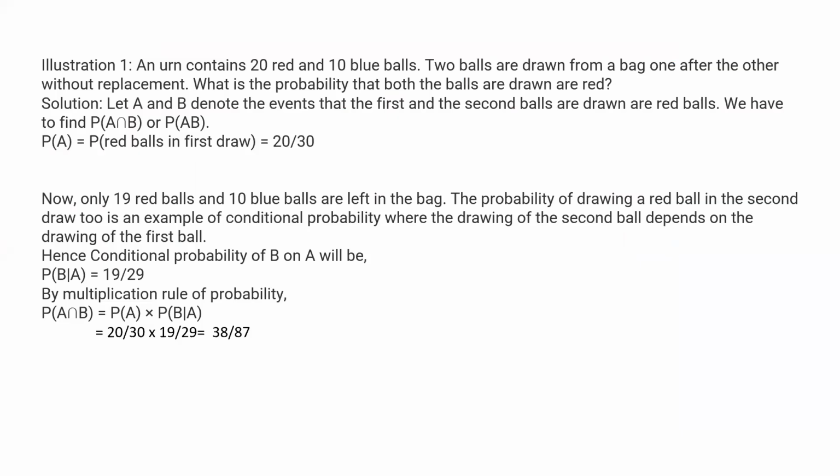So here is an example. There are 20 red balls and 10 blue balls, and two balls are drawn from a bag, one after the other, without replacement. What is the probability that both balls are red? Let A and B denote the events that the first and the second balls drawn are red. So the probability of A, the first ball drawn being red, is 20 by 30. Now only 19 red balls are left.